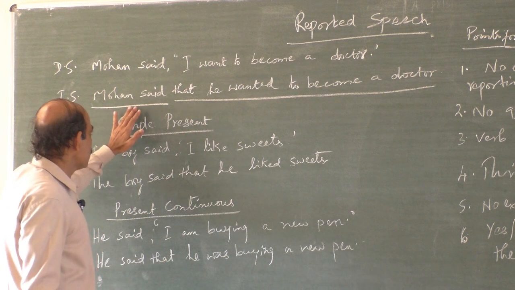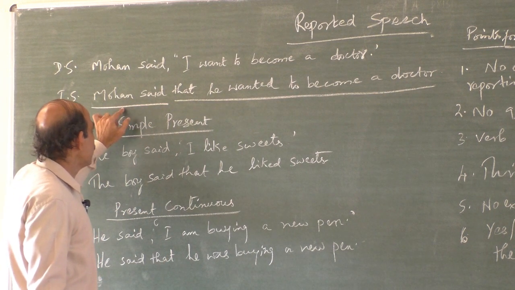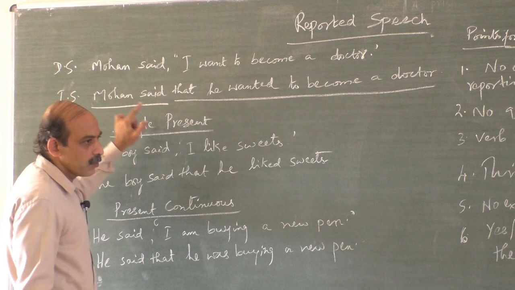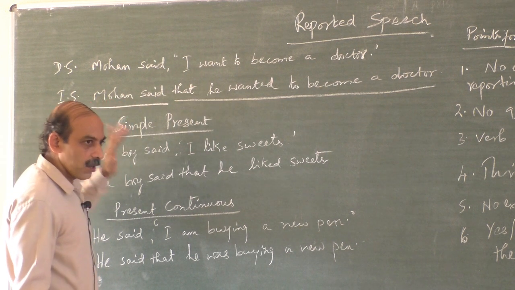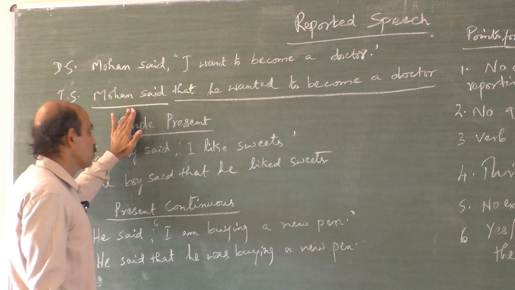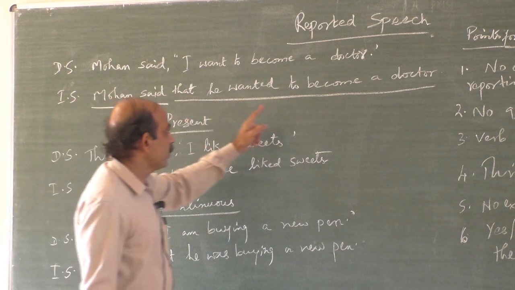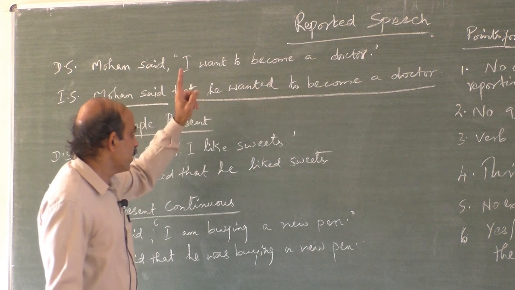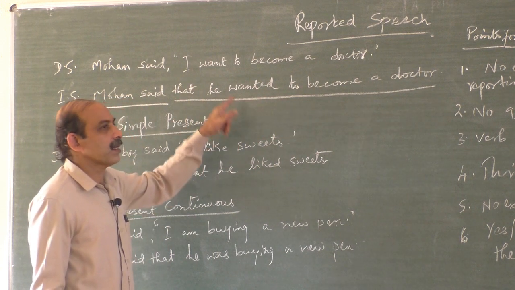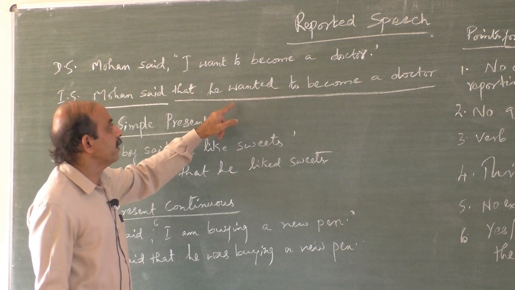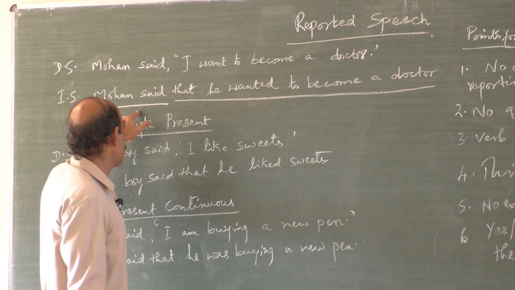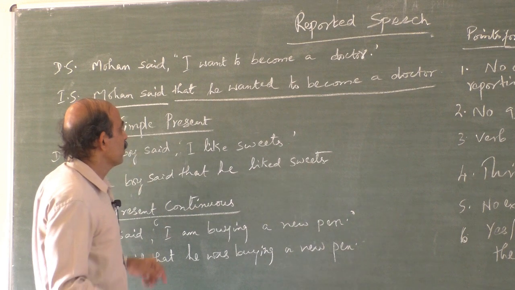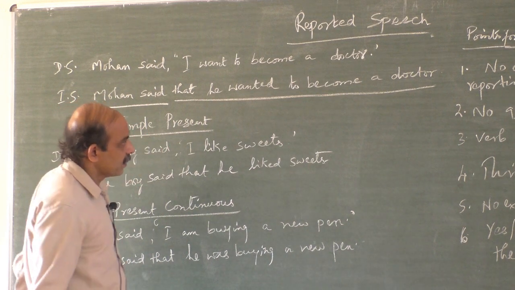Mohan said, as I have just told you, is the principal clause. It can also be called the main clause, or the independent clause. That he wanted to become a doctor is a subordinate clause. It can also be called a dependent clause. It depends on the first main clause or independent clause. Now, note the changes that are available.